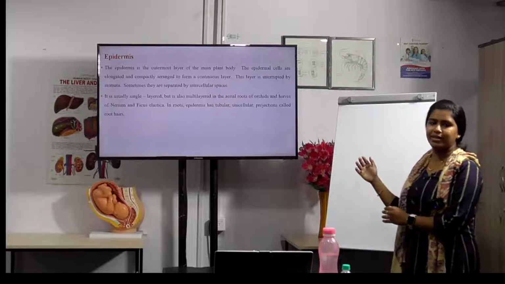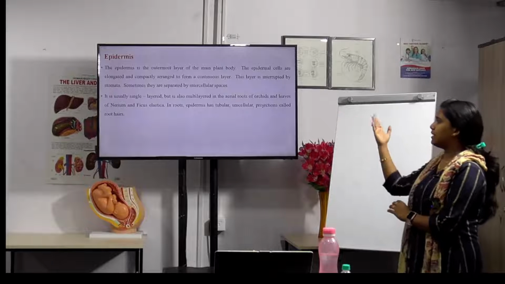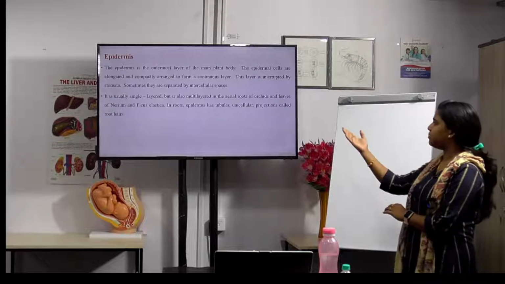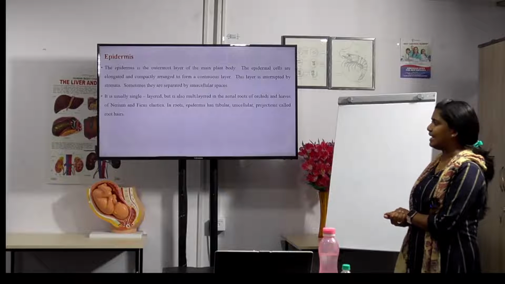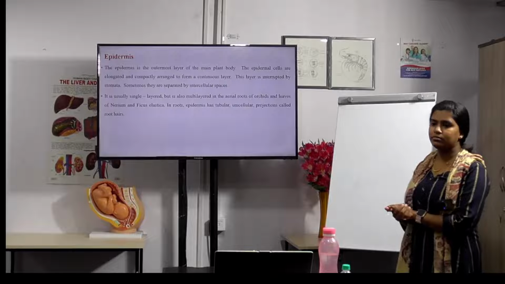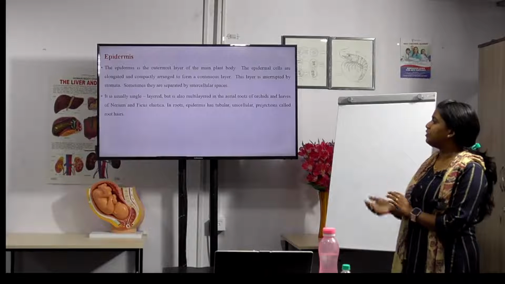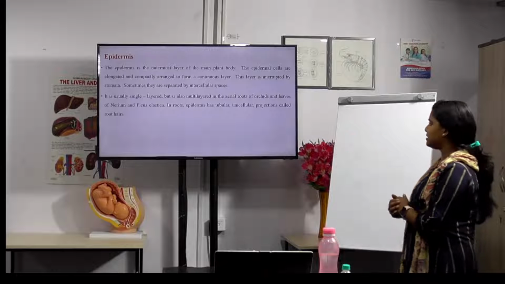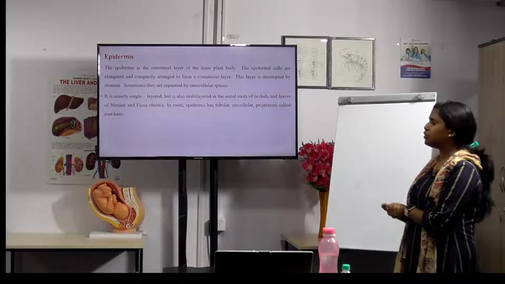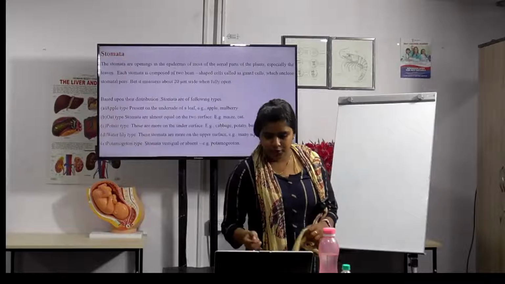So in between the epidermis there are stomata, and they are separated by intercellular spaces. It is usually single layered, and also multi-layered in aerial roots of orchids and leaves of Nerium and Ficus elastica. In the roots, epidermis has tubular unicellular projections called root hair. And the next one is stomata.